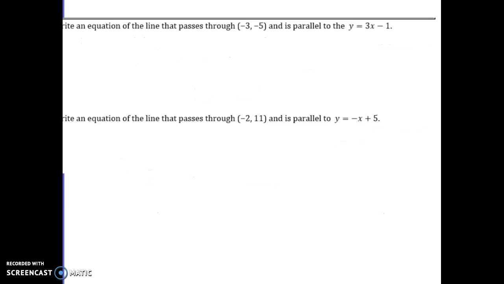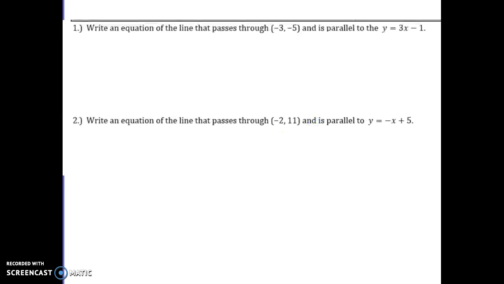Moving on. Let me move this on over for you. The question says, write an equation of a line that passes through (-3, -5) and is parallel to y equals 3x minus 1.